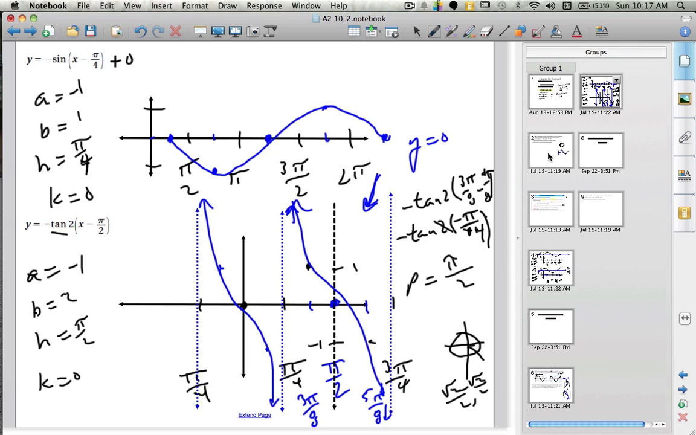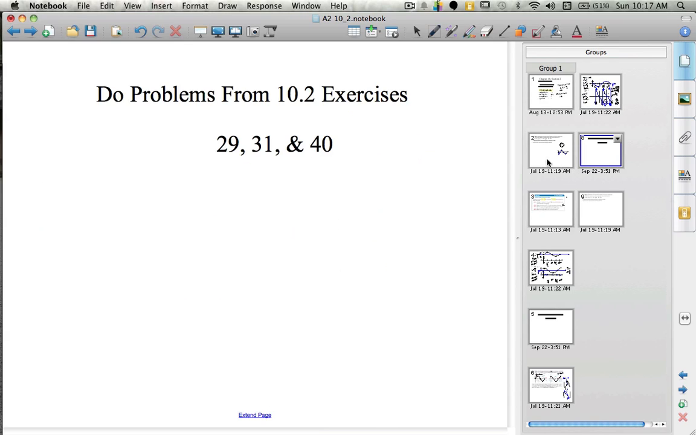All right, so that's reflections. I've done sine and I've done tangent. We talked about cosine a little bit. Go ahead and practice that out to 29, 31, and 40. Come back and we'll solve the problem about the Ferris wheel.